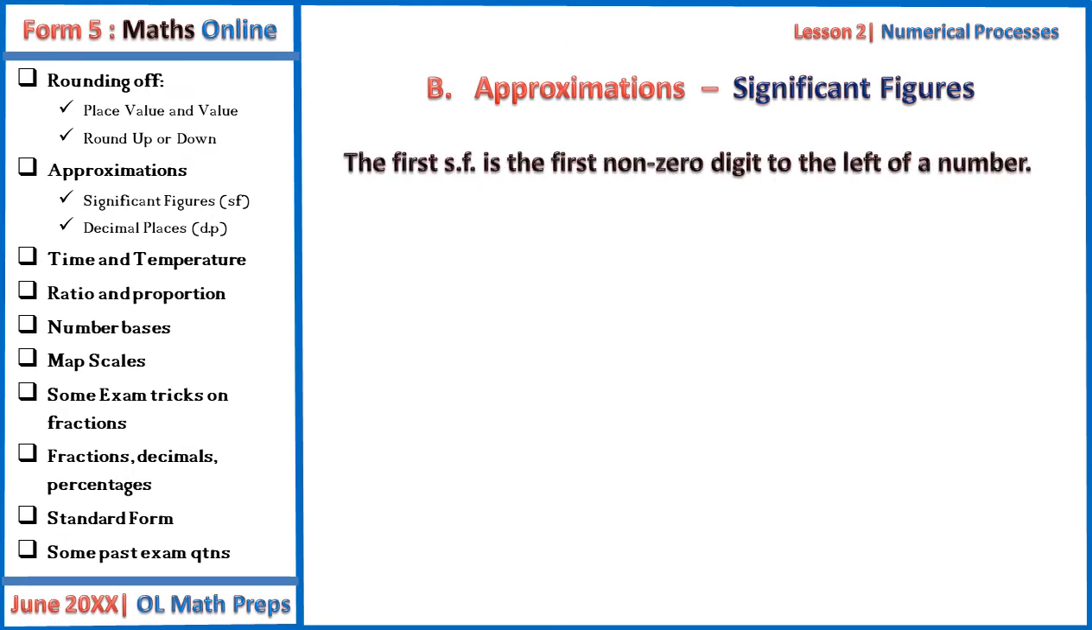In this lesson we are looking at significant figures. The first significant figure is the first non-zero digit to the left of a number. Let us take, for example, this number. The first non-zero digit in this number is 8. So the first significant figure or digit in this number is 8.